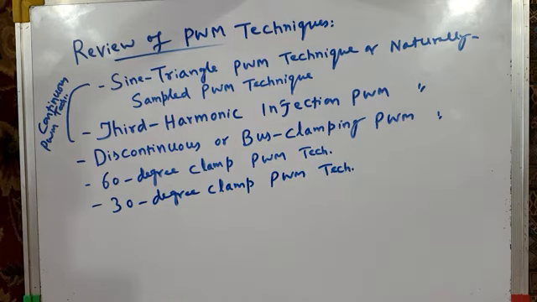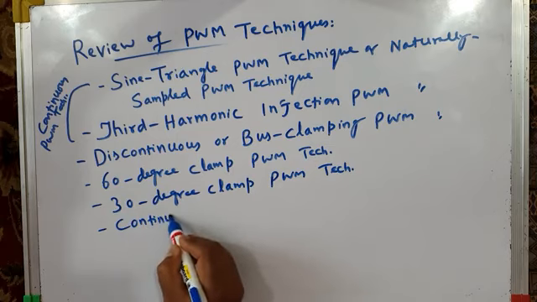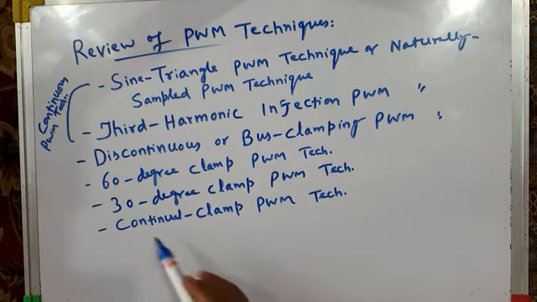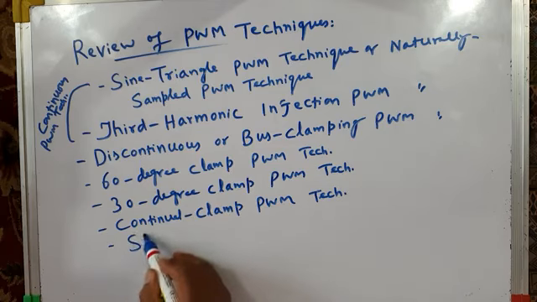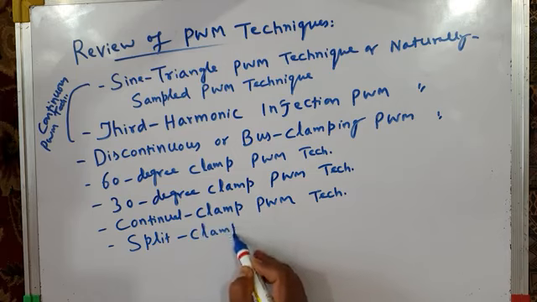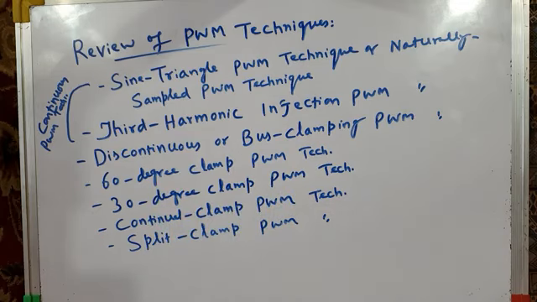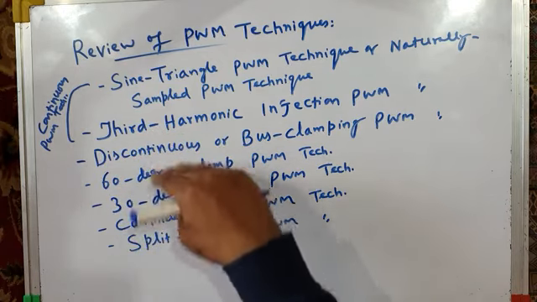The 30-degree clamp PWM technique is a type of split clamp PWM technique in which a particular phase leg is not clamped to the DC bus continuously for 60 degrees, but is clamped in a split way: first for 30 degrees, and then in the next quarter again for 30 degrees. Now we have also studied the continual clamp PWM technique, and 60-degree clamp PWM technique is a special case of continual clamp PWM technique. We have also studied split clamp PWM techniques, of which 30-degree clamp PWM technique is a special case. That was about the triangle comparison based PWM techniques.